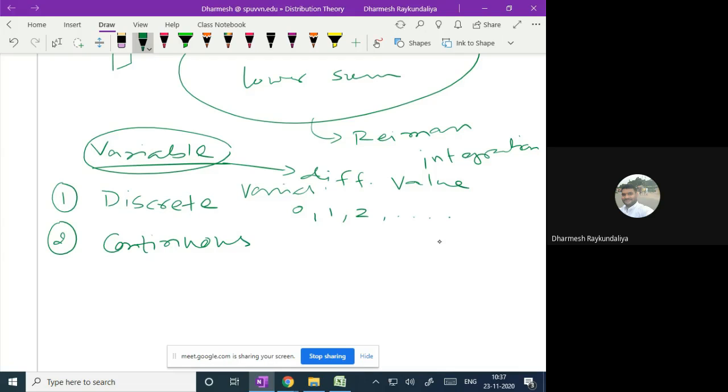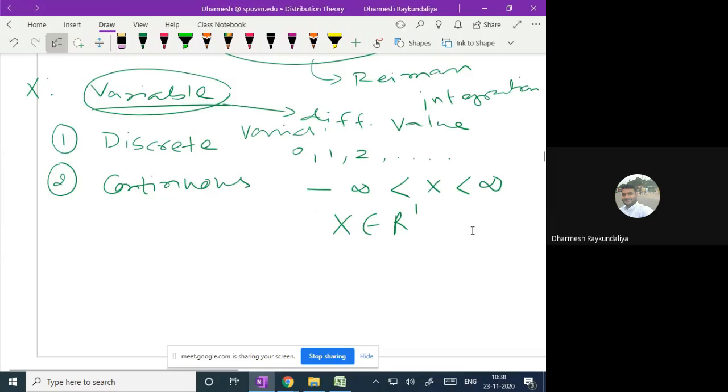And let us say x is some variable which is either discrete or continuous. If it is discrete, it takes values 0, 1, 2, likewise. It may be a finite or infinite integer. And if it is continuous, it lies between minus infinity and infinity, or you can say that it belongs to the real line. These all are said to be variables. Variable means it takes different values. But we say random variable.